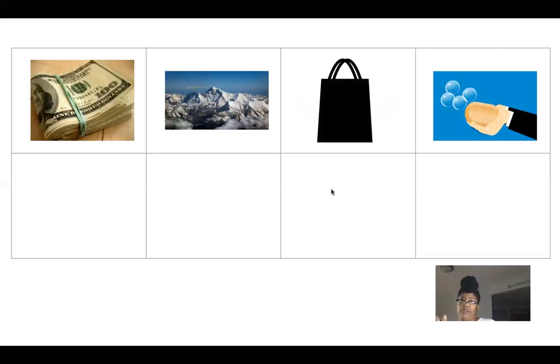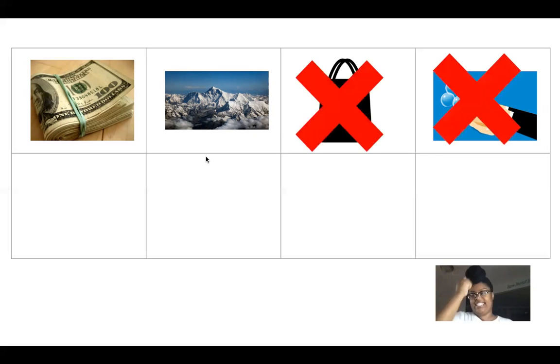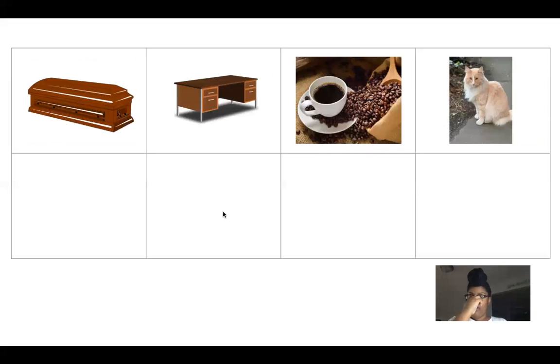Ooh, now we're focusing on what? Some money. Okay, money, money, money. Money and some mountains. Okay, money, mountain. Okay. Money, bag. No. Can't be that one. How about soap? Money, soap. No, it has to be mountain. Let's check our work. Yes, yes, yes. We got that right.